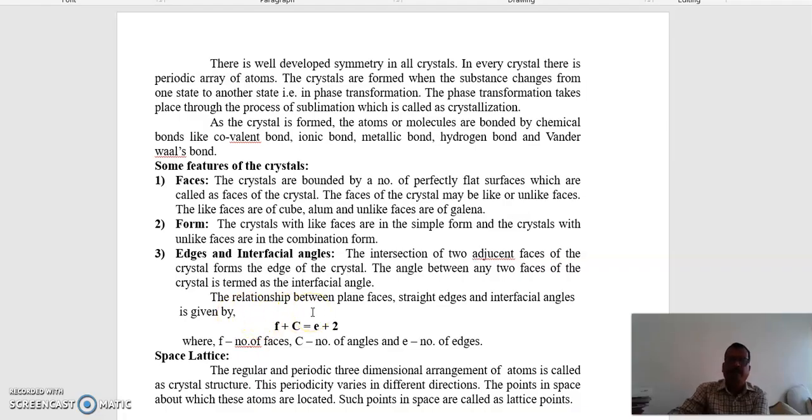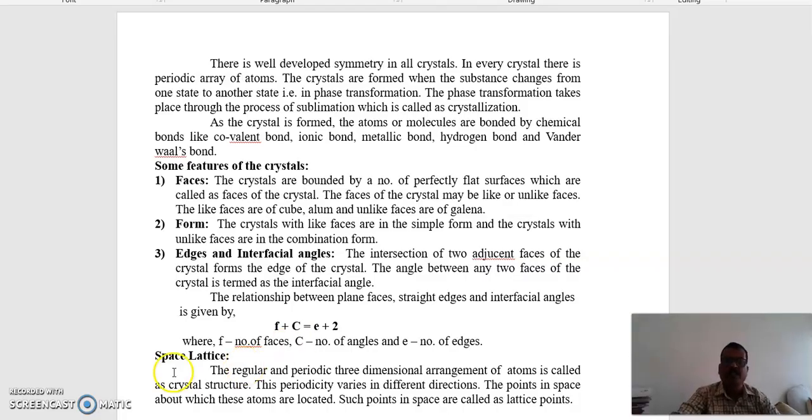The relation between plane faces, straight edges, and interfacial angles is given by F plus C equal to E plus 2, where F is the number of faces, C is the number of interfacial angles, and E is the number of straight edges.